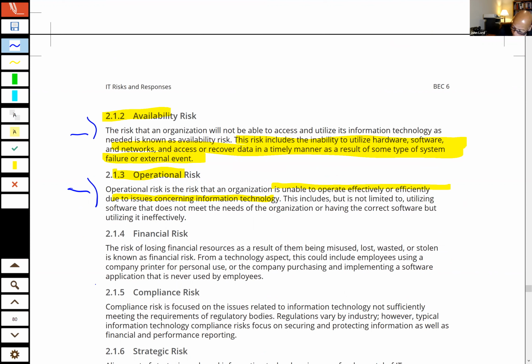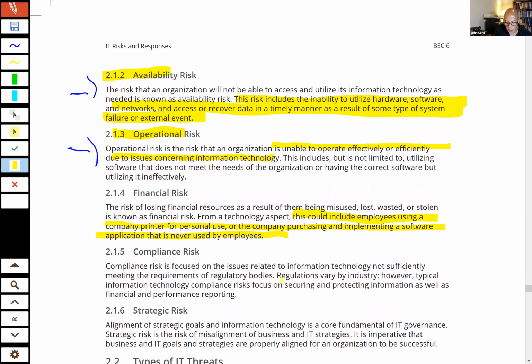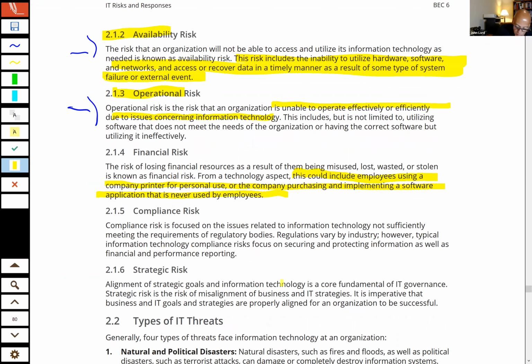We're going to find my right financial risk here. This could include employees using a company printer for personal use, or purchasing and implementing a software application that is never used by employees.